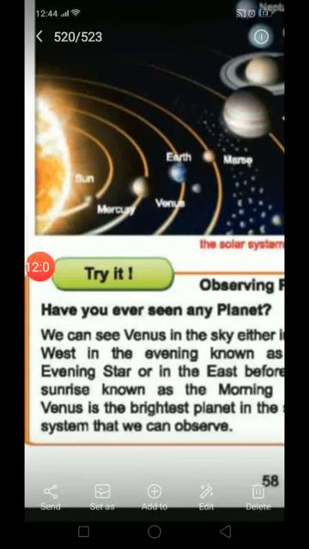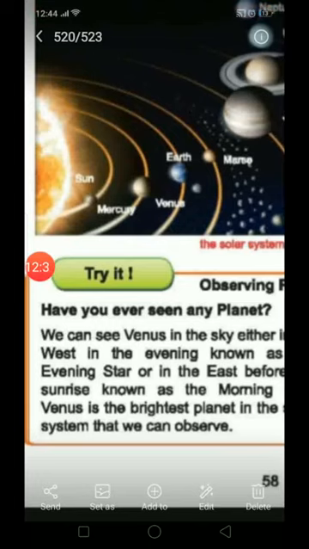So what is the sun? The sun is a star. The sun is made up of burning gas, so obviously it will be very hot. So Mercury, which is very close to the sun, obviously will be hot. The second one, Venus, will also be hot. And the third one is not so hot, not so cold. That's why living things can live there.